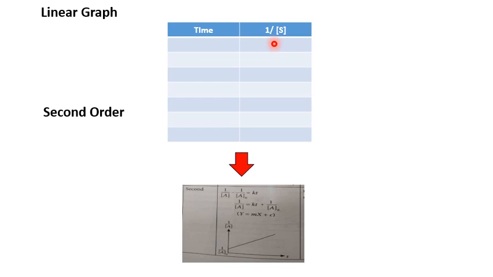Plot a graph. How to plot it? First of all, we must convert all the concentration of S to 1 over concentration S, because this is a second order reaction. So we need to plot a 1 over concentration S versus time graph. After we calculate the value of 1 over S, then we follow the 5 steps as we discussed before.